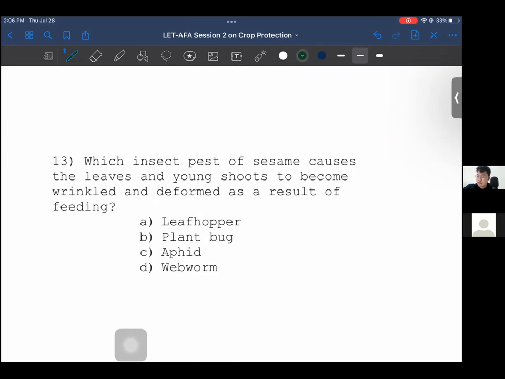Ayan. So, which insect pest of sesame causes the leaves and young shoots to become wrinkled and deformed as a result of feeding? Ayan. So, A, leaf hopper. B, plant bug. C, aphid. Or letter D, web worm.